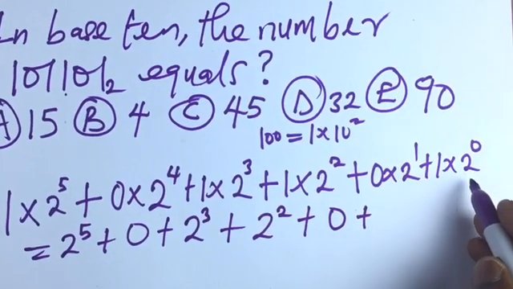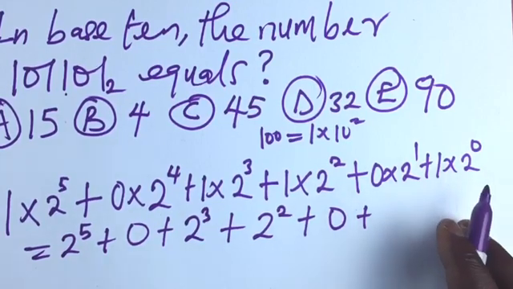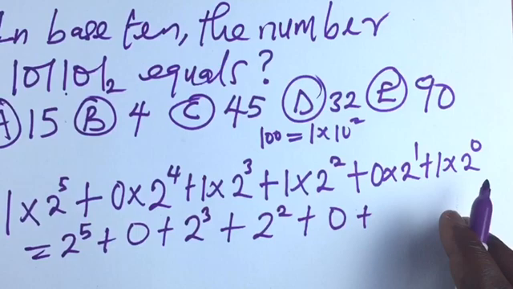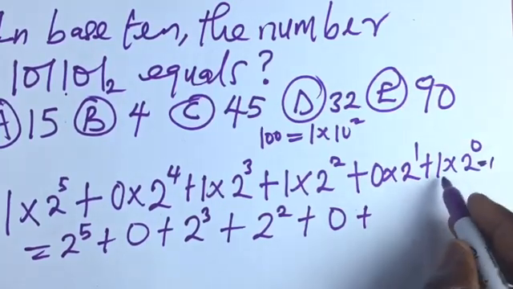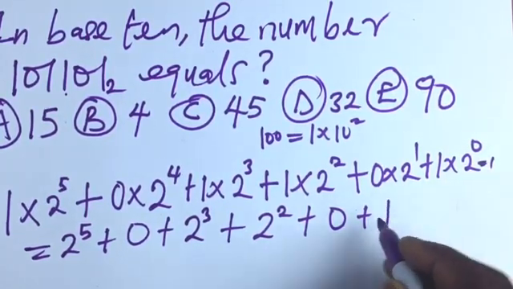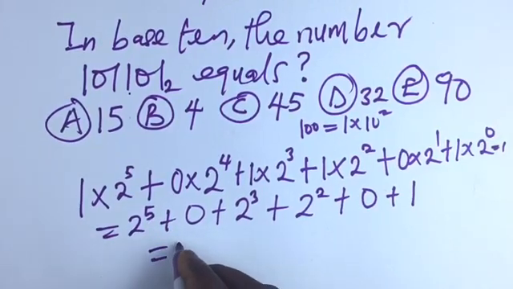Whenever you have a number that is raised to the power 0, that number becomes 1. So if I have 1 million raised to the power 0, it is 1. 2000 raised to the power 0 is 1. So it means here automatically becomes 1. So then I have 1 times 1, that's 1.